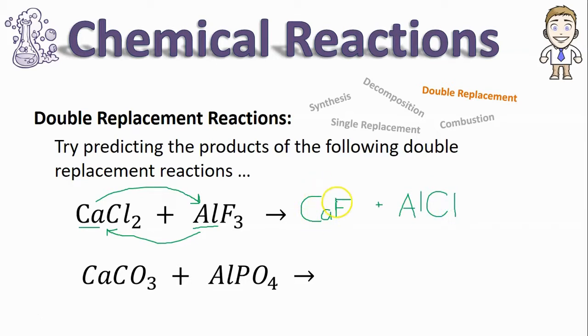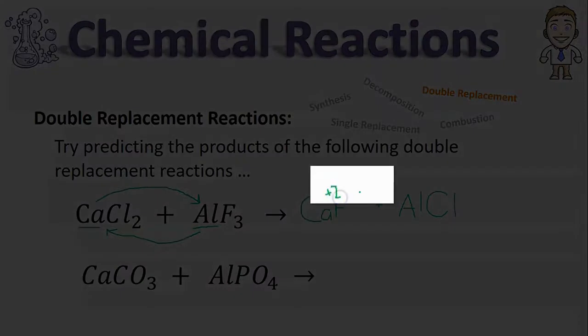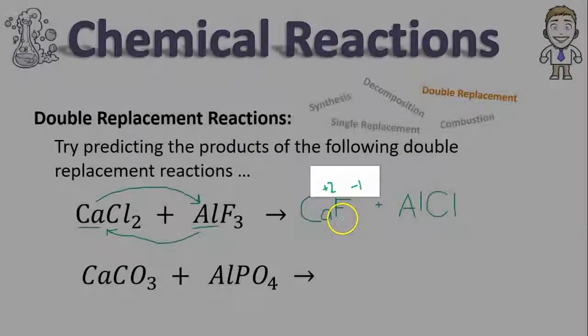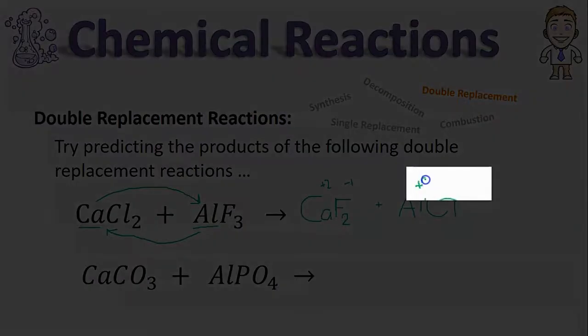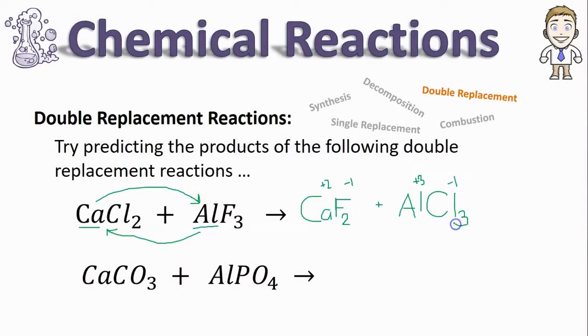To write these new product formulas properly, remember that we have to check the charges on each element. Calcium is a +2, fluoride is a -1. CaF2 is the proper formula. Same thing with aluminum chloride. Al is a +3, Cl is a -1, AlCl3, making my 2 products CaF2 and AlCl3.